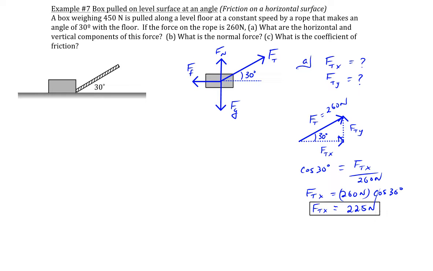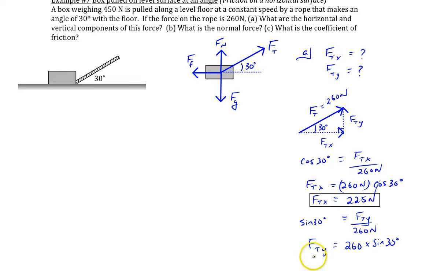Okay, let's go on to the y component. To find the y component, we're going to be using the opposite over the hypotenuse, so that would be sine of 30 degrees equals F sub ty divided by 260 newtons. And the y component will be equal to 260 times the sine of 30 degrees, which gives you an answer of 130 newtons.